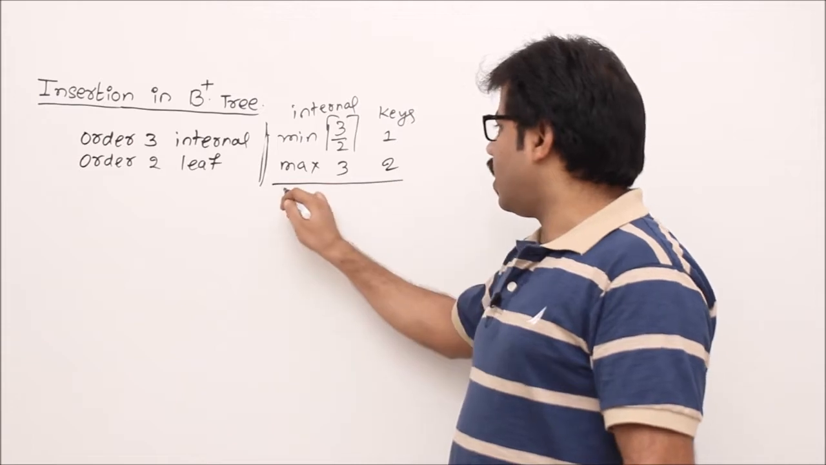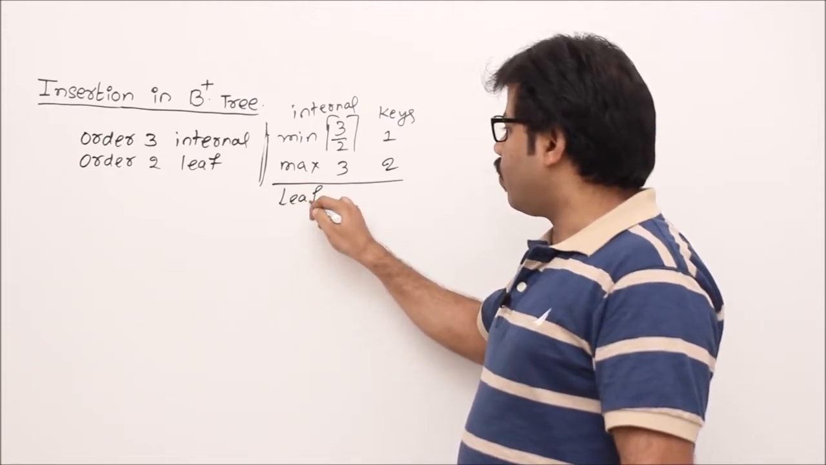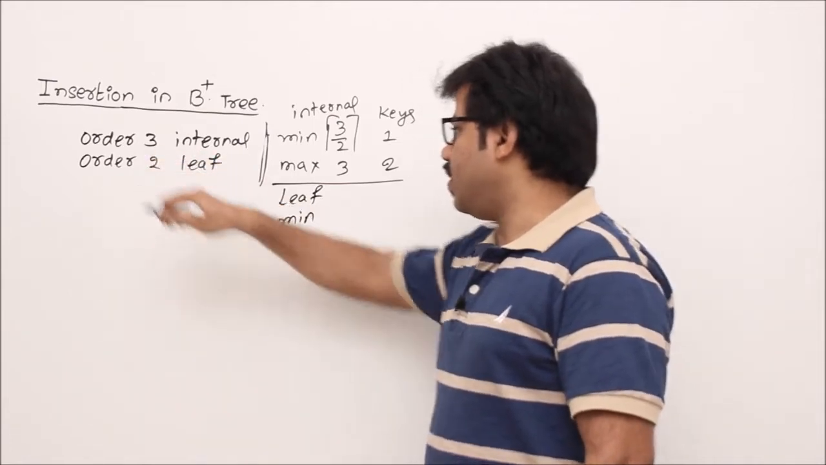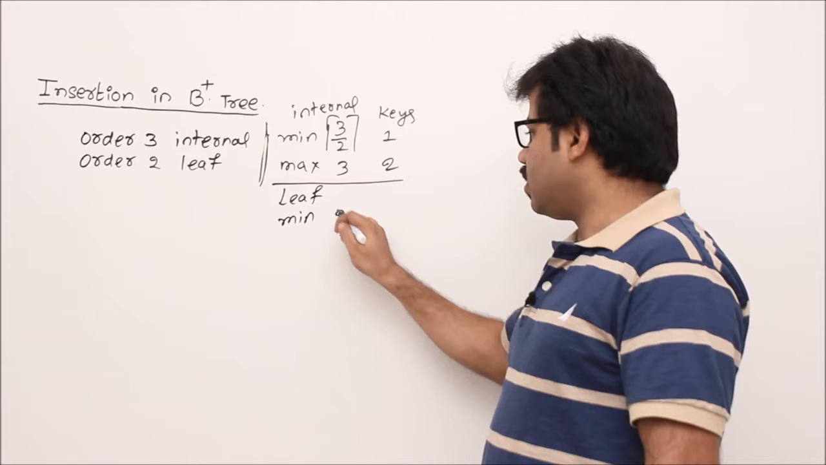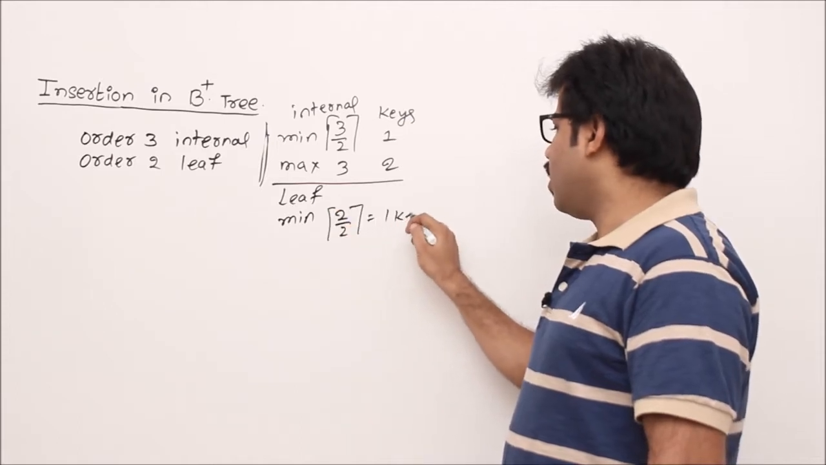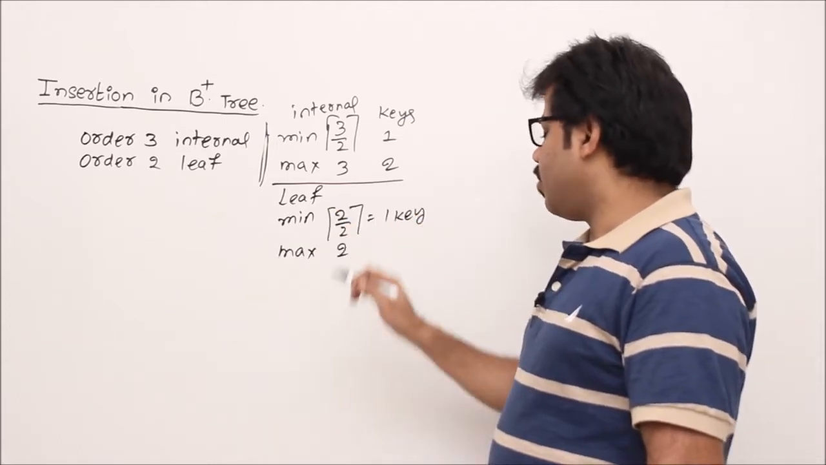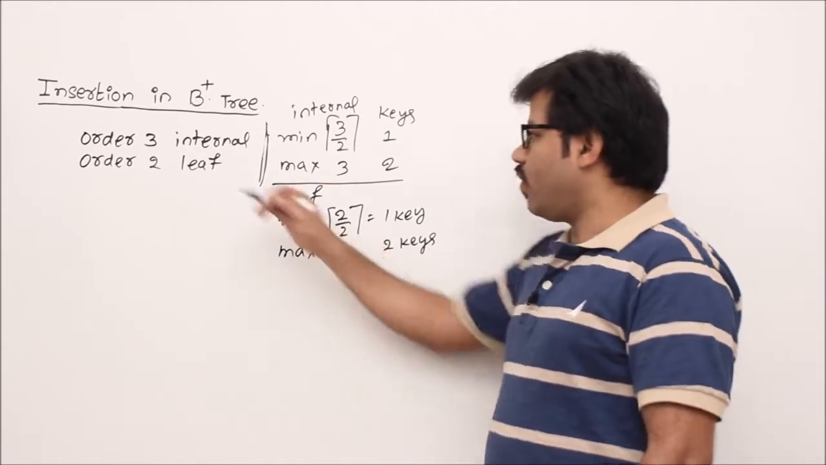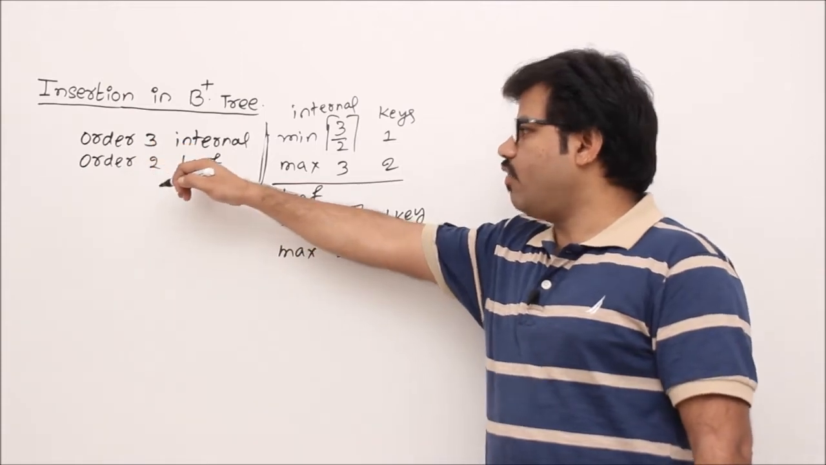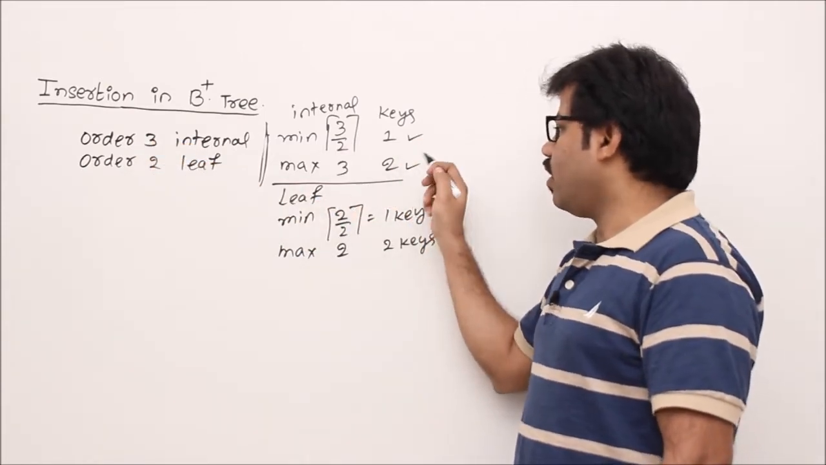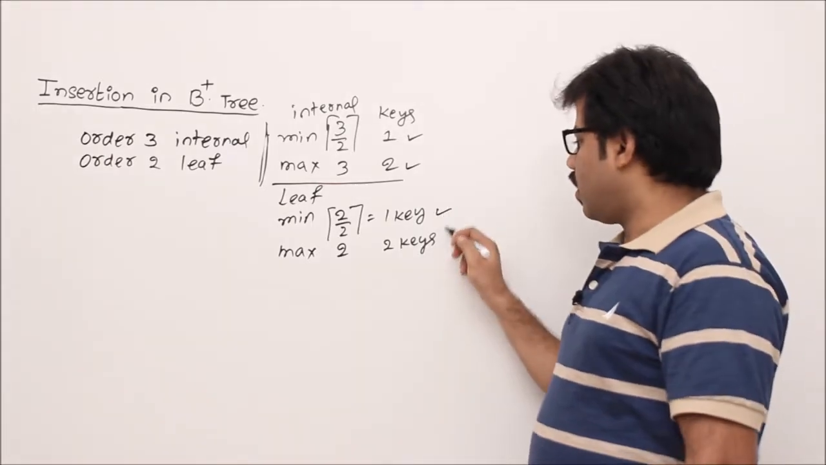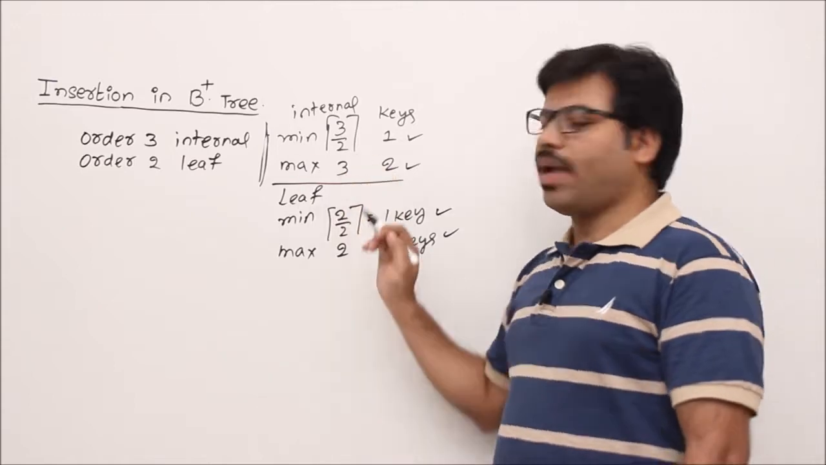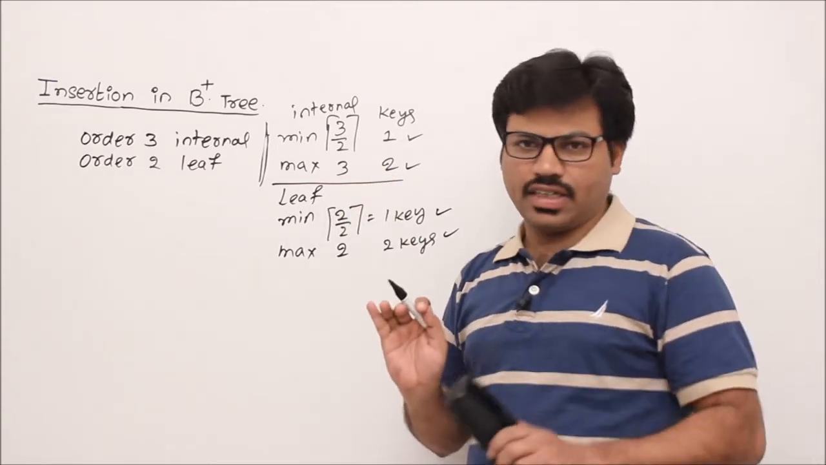Similarly, let's understand the order of leaf nodes. For a leaf, the minimum is 2 by 2 keys, which is nothing but 1 key, and the maximum is 2 keys. So remember, I have fixed the internal node order and leaf order in such a way that everything is the same. That might not be true always, but for our convenience we did it. So from now onwards we have to maintain minimum 1, maximum 2, but the root doesn't have any such minimum restriction.